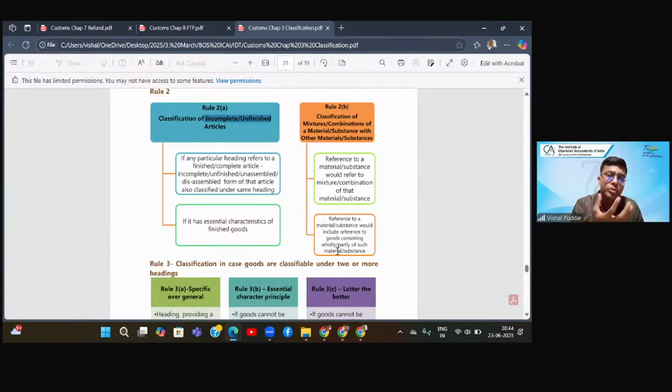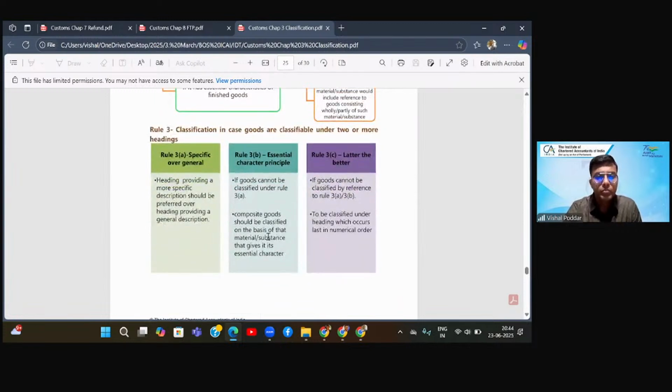Where it is a combination of materials, as I gave you the example of masalas, many times masalas are classified in that one main material category to which that masala belongs. Now, this Rule 2B may not always be applicable because, since there are 2-3 materials, it may get classifiable in each of the material chapters because each of the materials is there. That is where Rule 3 comes.